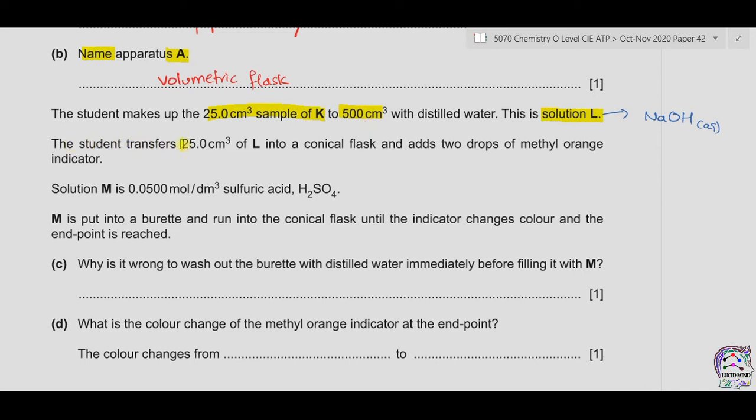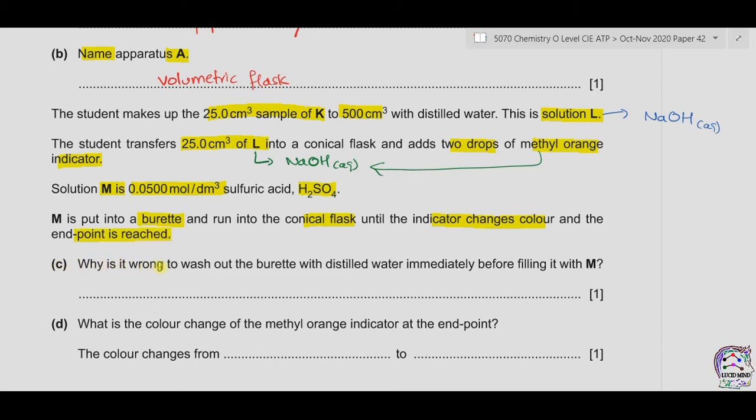The student transfers 25 cm³ of L into a conical flask and adds 2 drops of methyl orange indicator. So as L is aqueous sodium hydroxide, methyl orange is added to the aqueous sodium hydroxide. Solution M is 0.0500 mol per dm³ sulfuric acid. This is the other solution. M is put into a burette. So it is aqueous sulfuric acid that is put in the burette and run into the conical flask until the indicator changes color and the end point is reached.